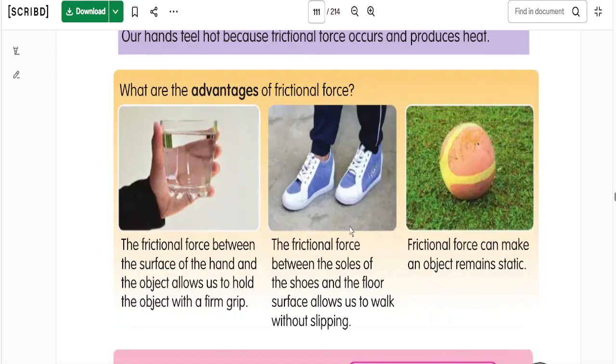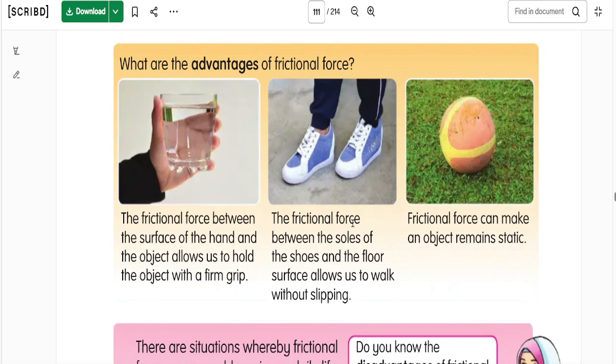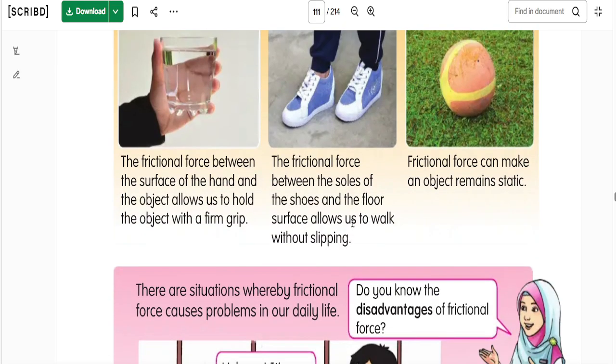Then between the soles of the shoes and the floor, the soles of the shoes are made so that they allow us to walk without slipping, which creates a frictional force between the surface of the floor and the sole of the shoes. It also makes objects remain static. If there were no frictional force, if an object started moving, it would keep moving, right? Frictional force makes objects stop, right?